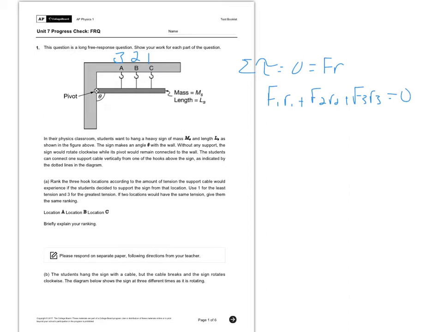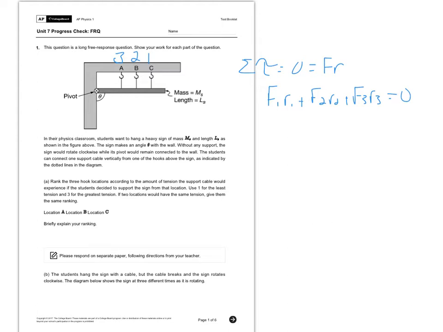This was worth 2 points. 1 point for correctly using the logic that the sum of the torques equals 0 since it's at rest. And 1 point for saying that the larger radius means you will have a smaller force. So those were the 2 points for part A of that question.